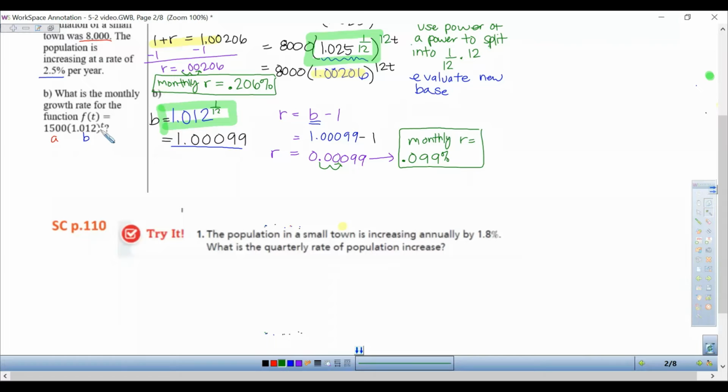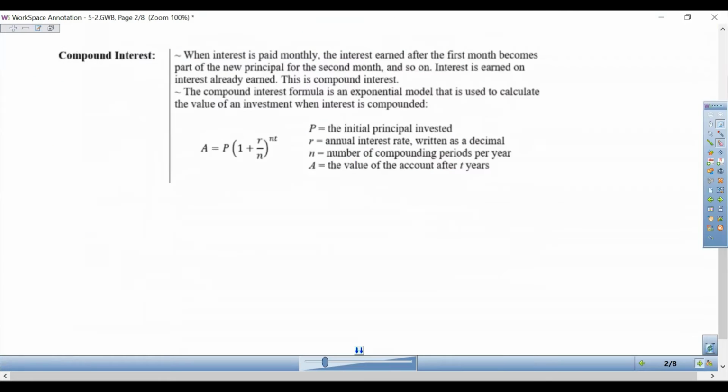So I would put a 12 with my exponent if this is my new B. Okay, so I could go back to the original problem and say then my f of t would be 1,500 times 1.00099 to the 12t power if I needed to calculate that.